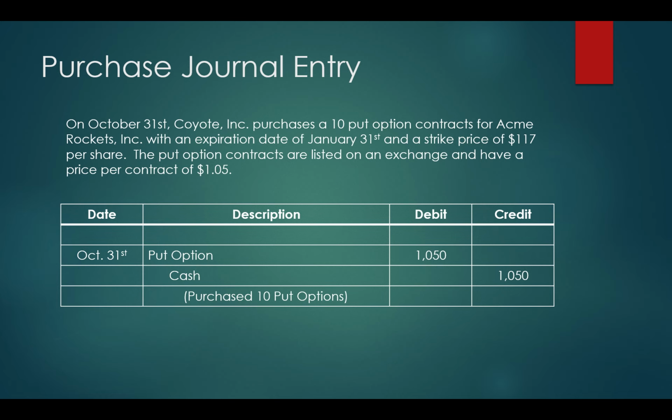When you see an options price in an option chain, the price is per share, and the contract is for 100 shares. Therefore, the actual cost of the option contract is 100 times the amount shown in the options chain. In this example, that means that a single contract is $105, and since Coyote bought 10 contracts, the total price is $1,050. Since an option is a financial asset, to record the purchase, we simply debit the put options account for $1,050 and credit the cash account for $1,050.